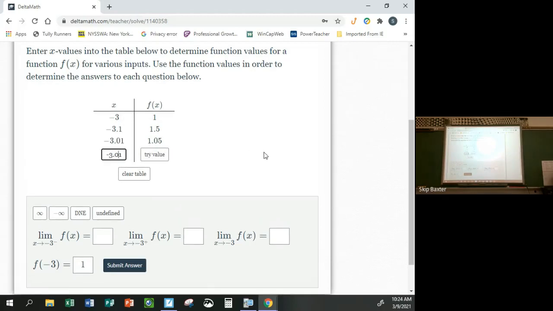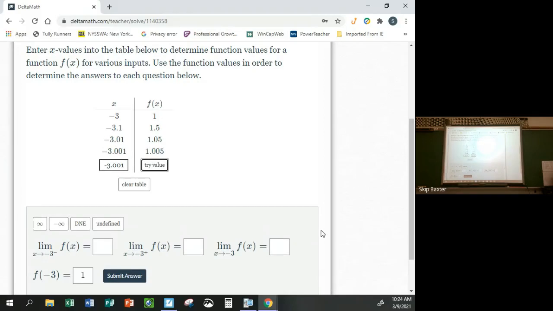So it looks like there's a pattern, right? Now, if I get a totally random answer, suppose I got 1.5, and then the next one was like 2.7, and the one after that was like -3, then the limit doesn't exist. There's nothing happening there, right? But these are all definitely a pattern. If I do one more, you can see that it's getting closer to what number? Getting closer to 1. So I'm going to plug in 1 for the limit as x goes to -3 from the left. Then do the same thing from the right.